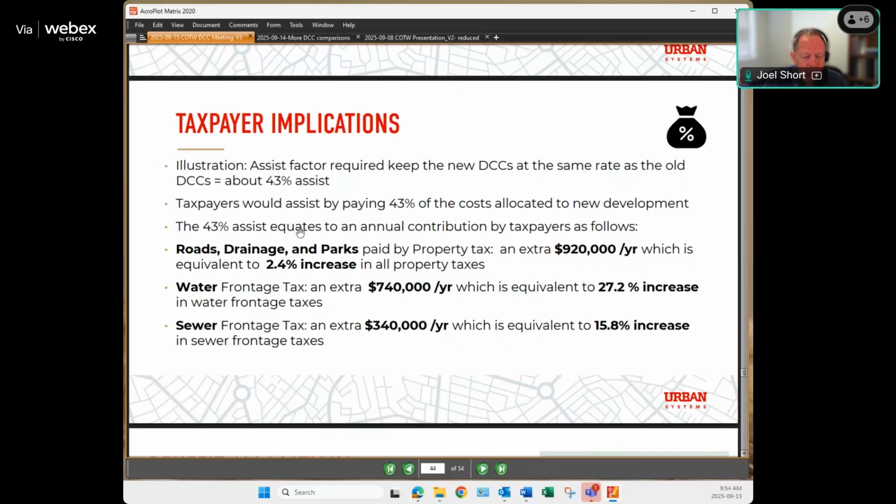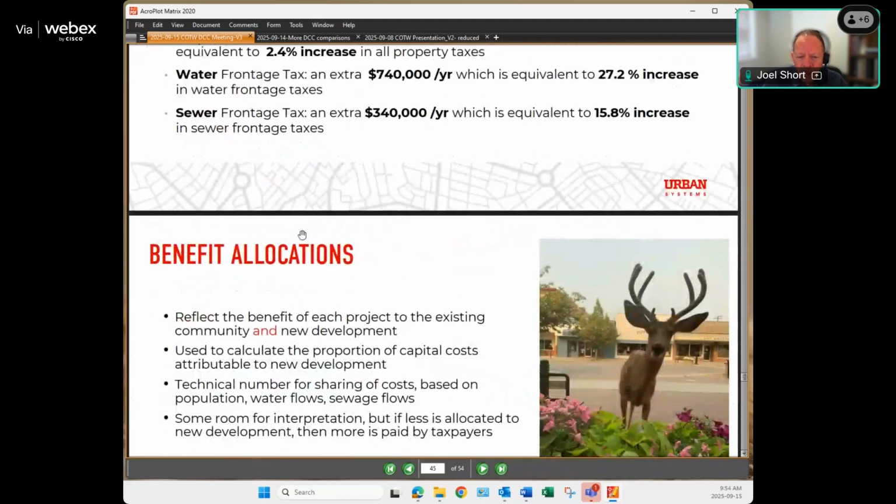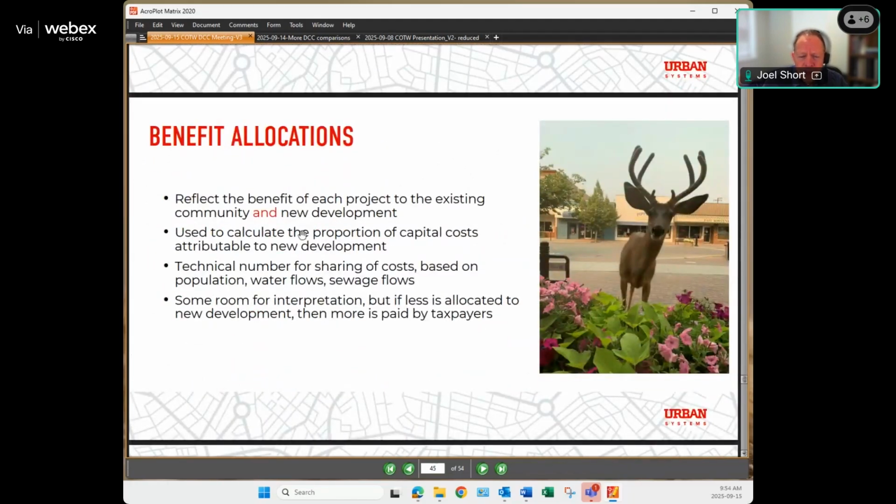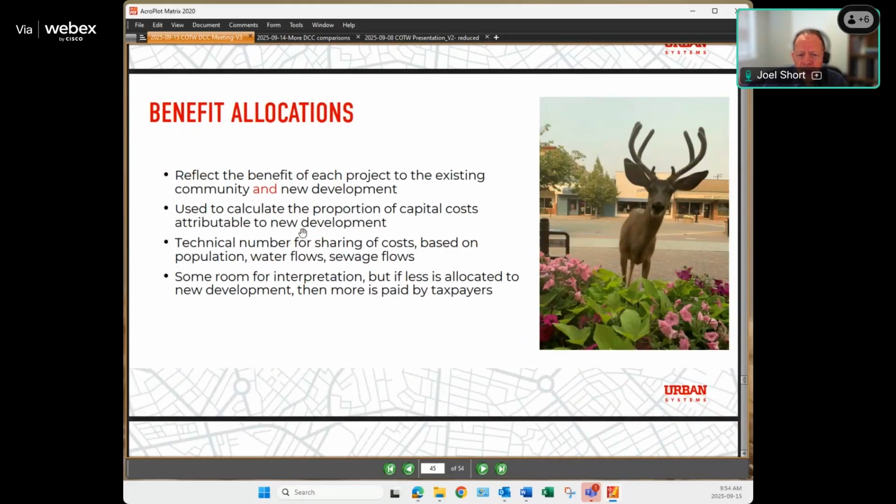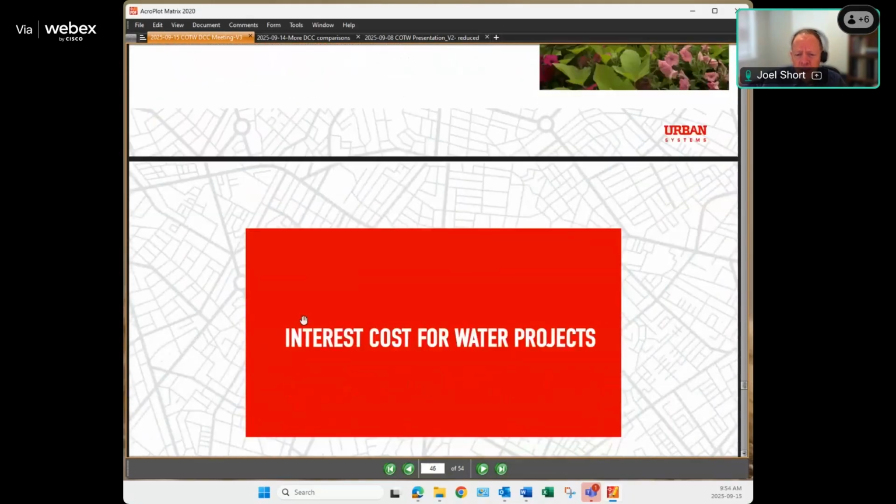I mean, we've got some great discussion, some direction and thoughts that we can take forward. There are a couple of other things that might need a bit of discussion, but benefit allocations, probably not so much. That's something we can take back, and it's more of a technical number based on population, water flows, sewage flows. But for some projects, there's some room for interpretation.